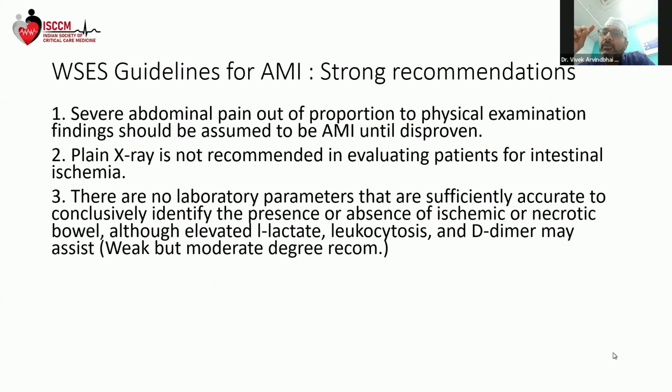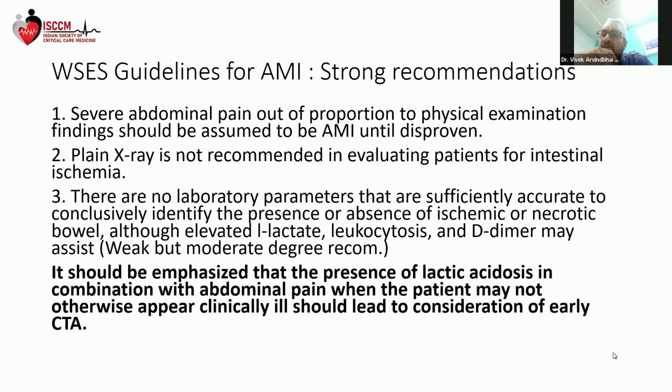There are no laboratory parameters that are sufficiently accurate to conclude the diagnosis, but supportive markers like elevated lactate, leukocytosis, and D-dimer may assist. It is a weak to moderate degree of recommendation. And as highlighted here, it should be emphasized that the presence of lactic acidosis in combination with abdominal pain, when the patient may not otherwise appear clinically ill, should lead to consideration of early CT angiography to establish the diagnosis of mesenteric ischemia as early as possible.